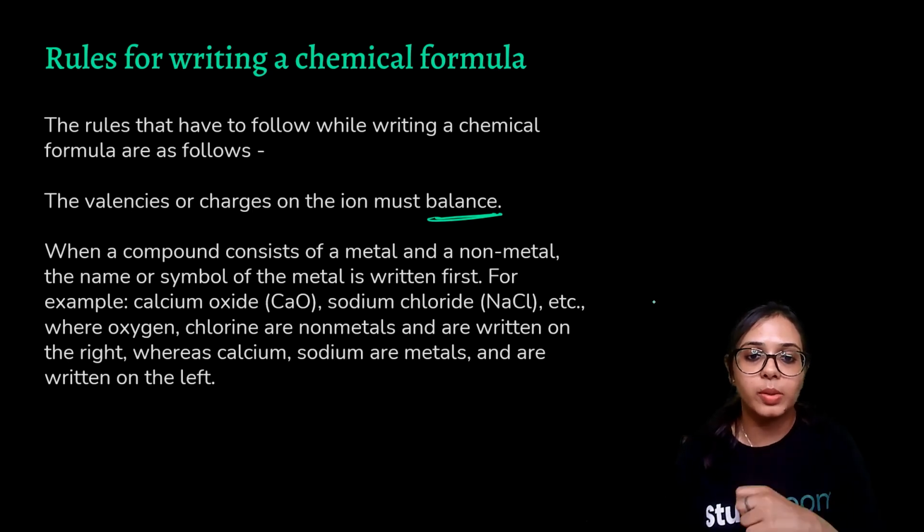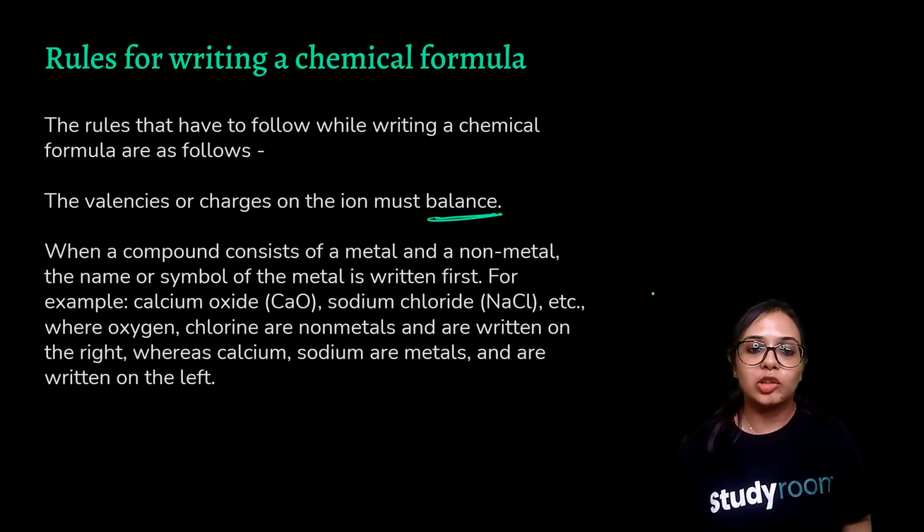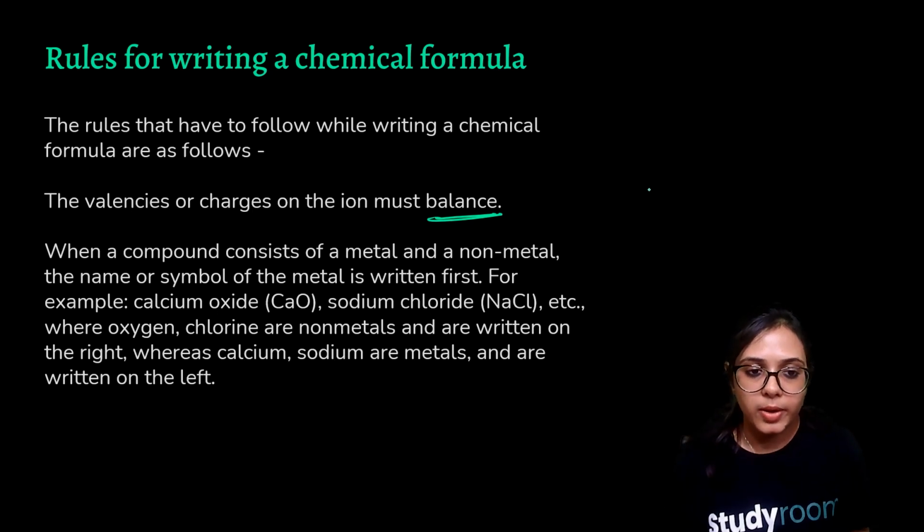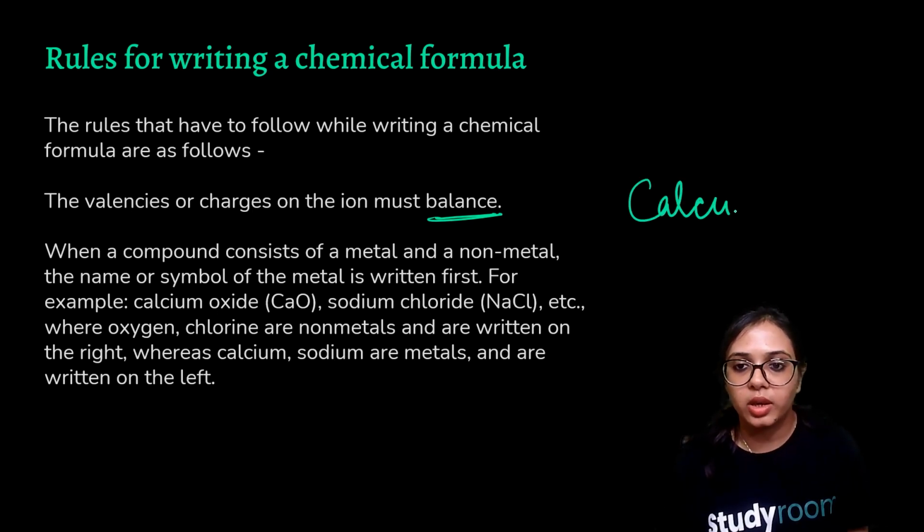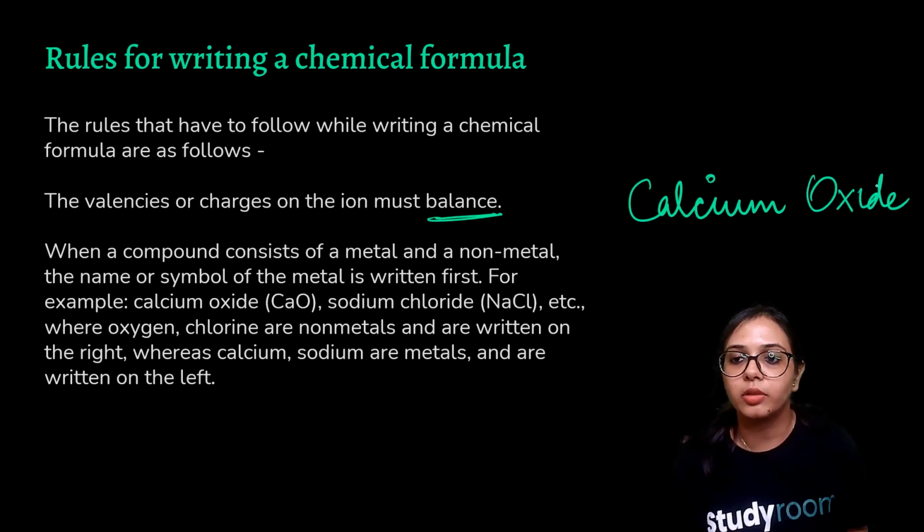The name or the symbol of the metal is written first. For example, calcium oxide. Here we have calcium oxide. Calcium is a metal and oxide is a non-metal. So the rule for writing a chemical formula is that the name of the metal will always come first.